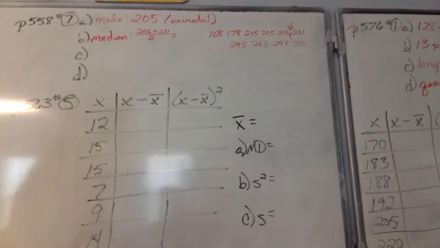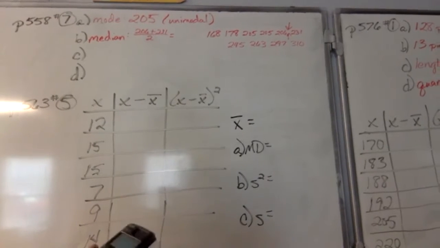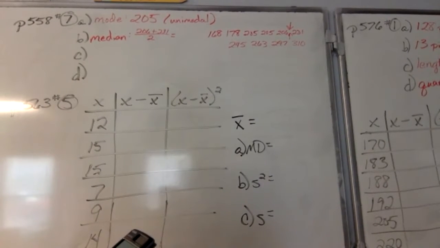Miss, I got 321.5. You got what? 321.5. It's supposed to be between 206 and 231. I don't know. I put it in the calculator.